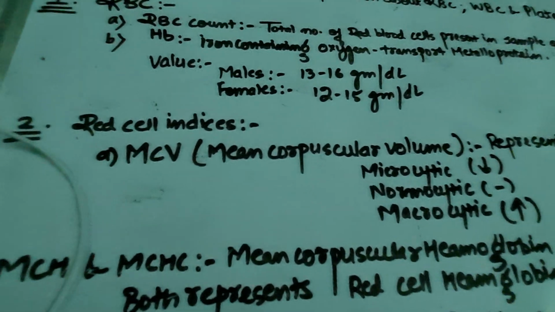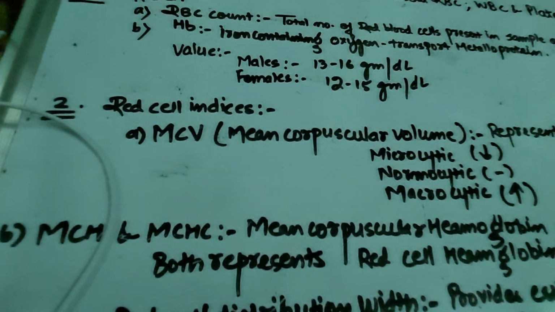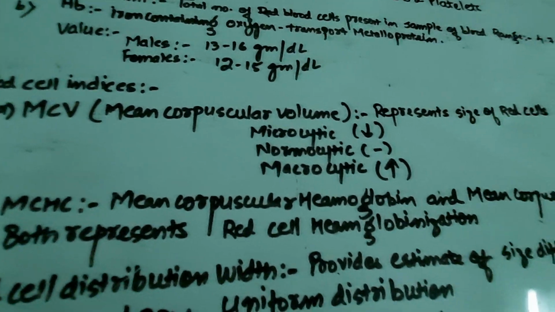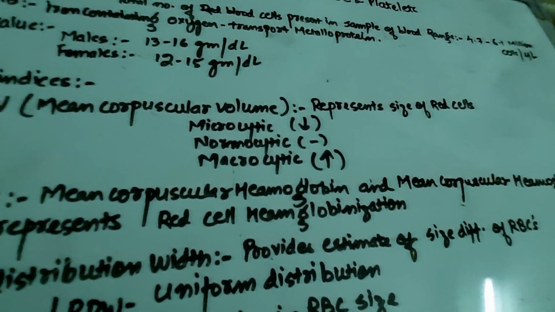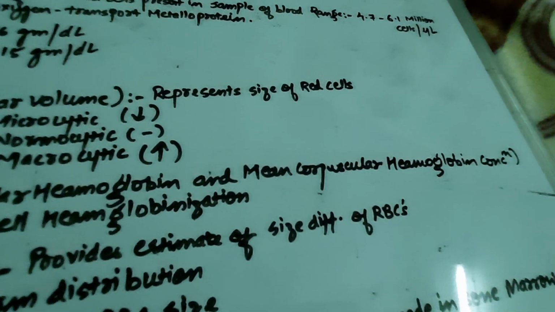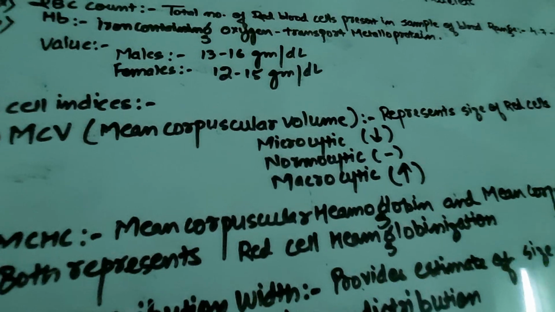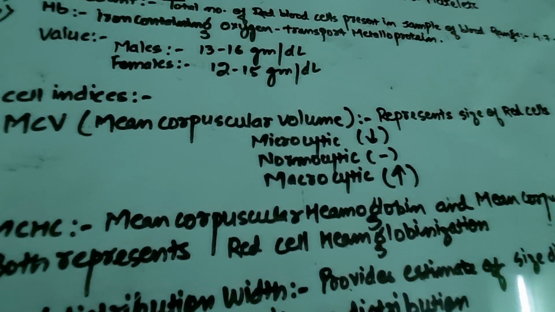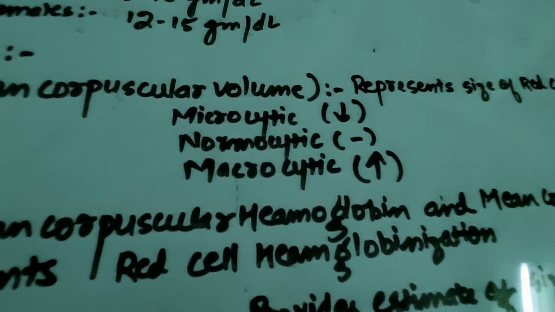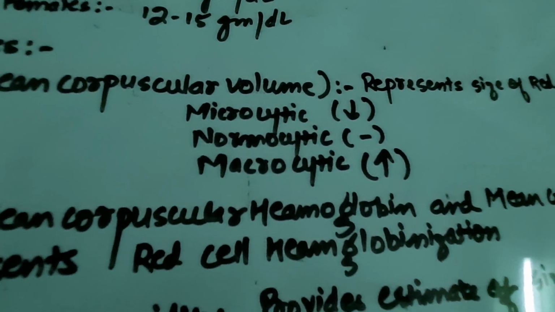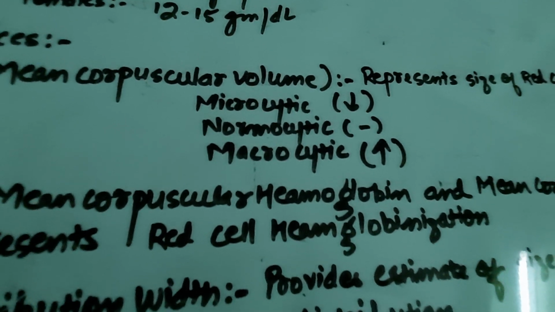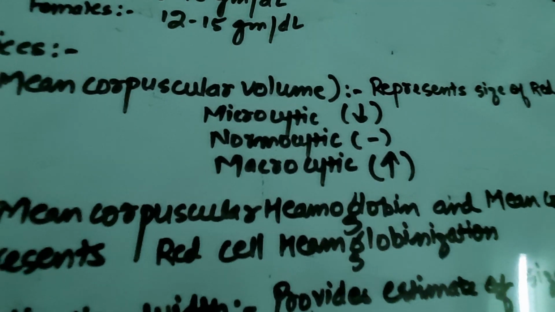The second red blood cell indices are MCH and MCHC. These are mean corpuscular hemoglobin and mean corpuscular hemoglobin concentration. These both give the estimation of red cell hemoglobinization. In short, how much hemoglobin is present in those red blood cells.